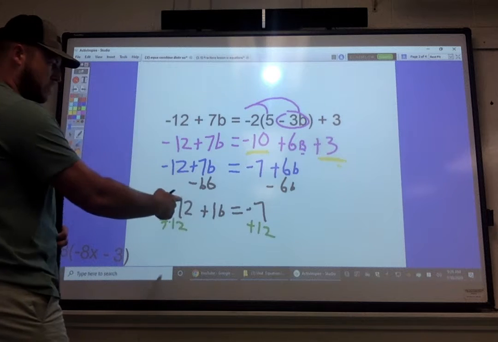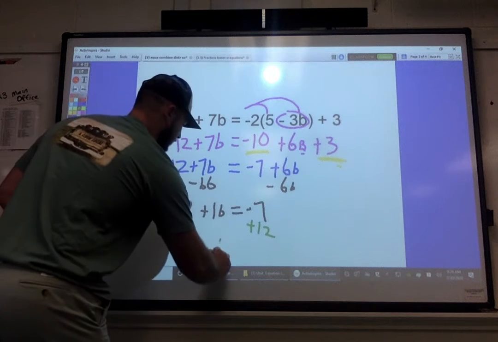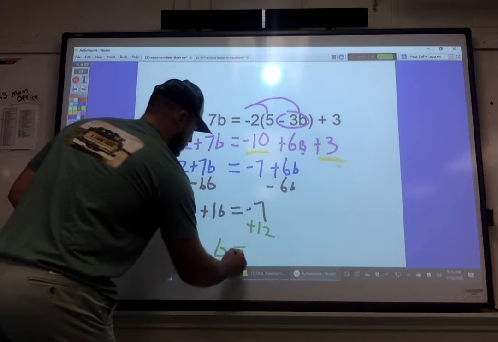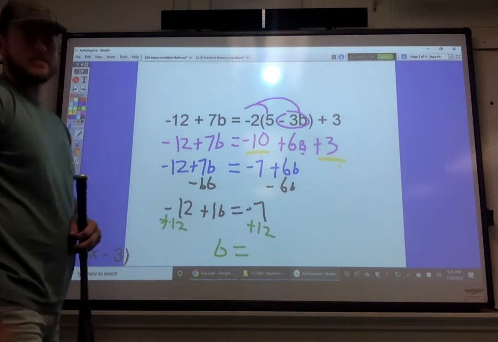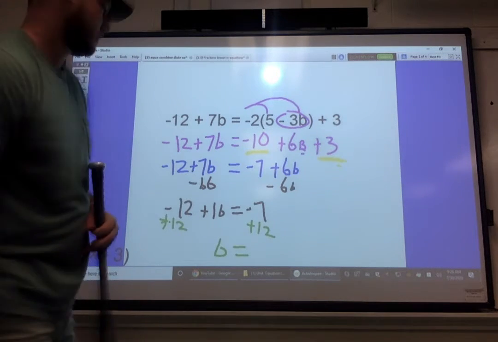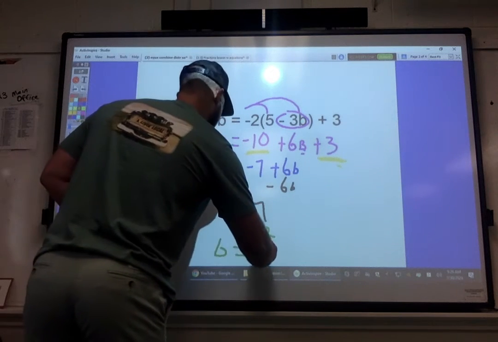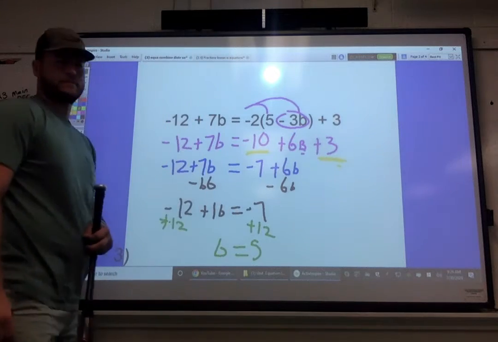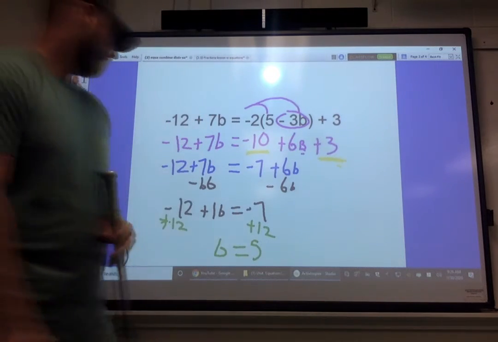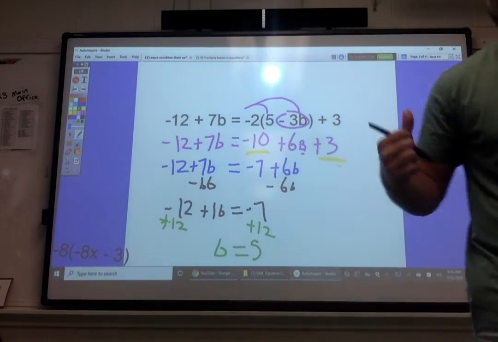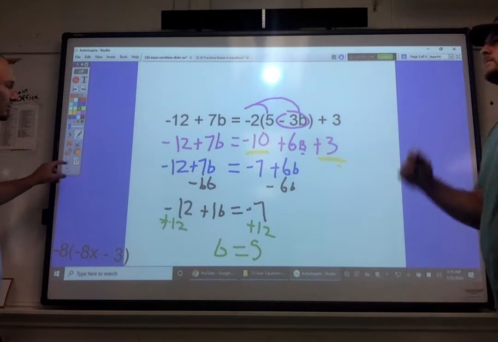So now, 1b, so my b's already by itself. B equals 12 minus 7. What's 12 minus 7? B equals 5. Right? Hopefully this is what you got. Maybe you guys are getting the hang of it. Awesome.